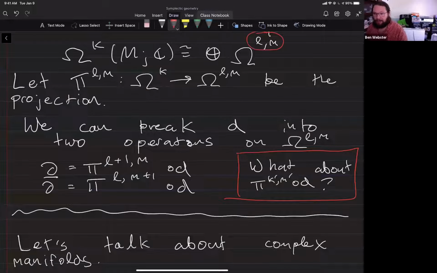So one of the ways of saying this difference between almost complex and complex manifolds is that on complex manifolds, the exterior derivative is only del and del bar, and on an almost complex manifold, which isn't complex, there will be other components that show up somewhere.